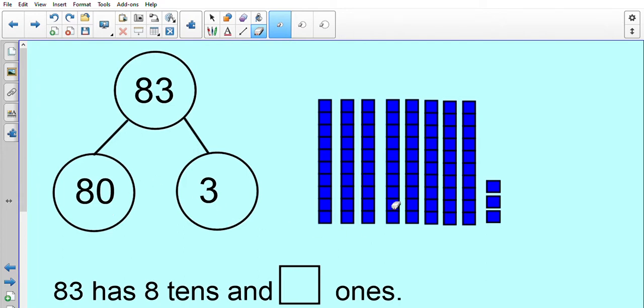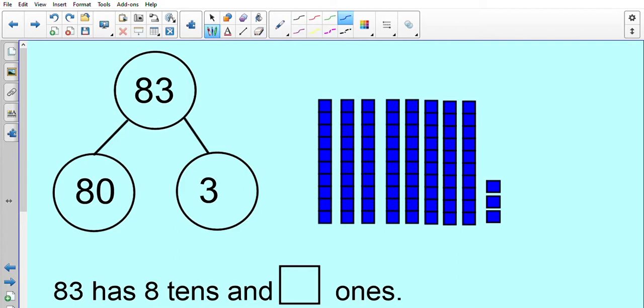Let's look at our base 10 and see if we can make the number that way as well. We've got 10, 20, 30, 40, 50, 60, 70, 80, 81, 82, 83. Brilliant. So we can make 83 using our base 10 and by splitting it into its tens and its ones.